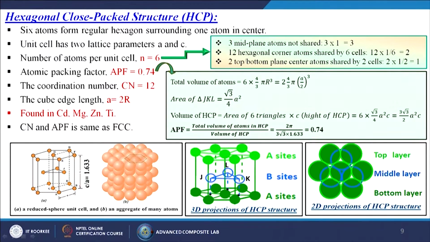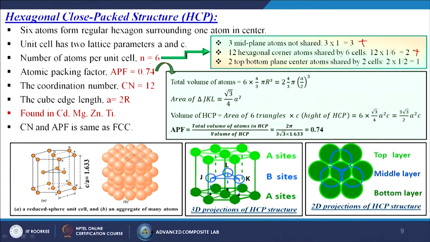What is the number of atoms per unit cell? N is equal to 6. How are we getting it? 3 mid plane atoms are not shared, so it is directly 3 into 1 is equal to 3. 12 hexagonal corner atoms are shared by the 6 cells, so 12 into 1 by 6, that is 2, and then 2 top and bottom plane center atoms are shared by the 2 cells, so that is why 2 into half is equal to 1. So, 3 plus 2 plus 1, that means total 6.